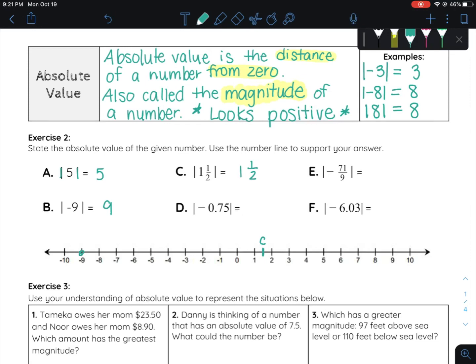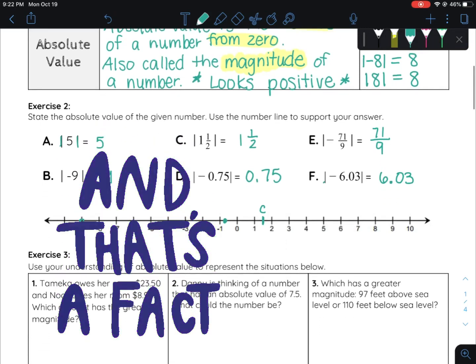So literally just the number, but without a sign. So -0.75 would be somewhere over here. And that means it's 75/100ths away from 0. Same thing here. This looks crazy, but we just want to say, how far is it from 0? Well, exactly what that number is without a sign. Okay, so lastly, -6.03 is just 6.03. Whatever the number is is its distance from 0. Doesn't matter if it's positive or negative.